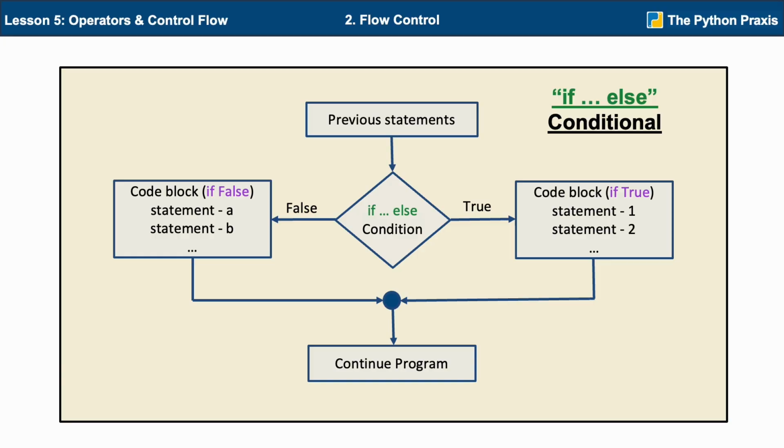Statement 1, then statement 2, and so on. In case the condition is false, the else block of code to the left side runs instead. Statement A, then statement B, and so on. After either one, the program continues normally with the rest of the lines of code.